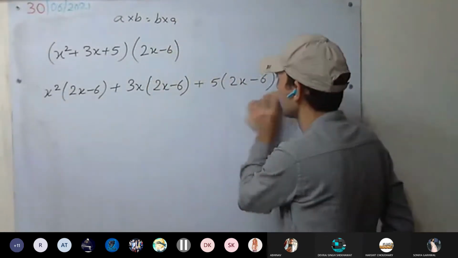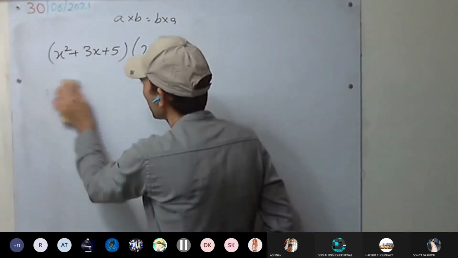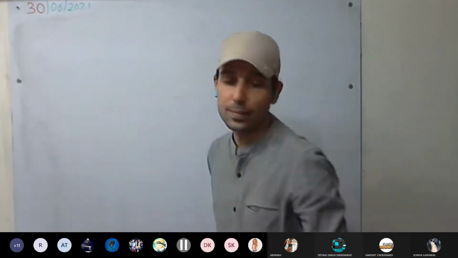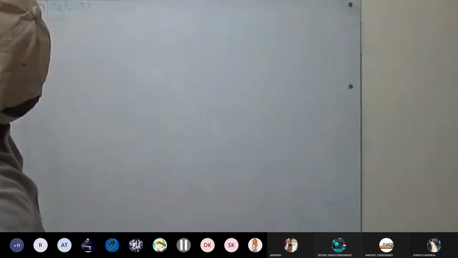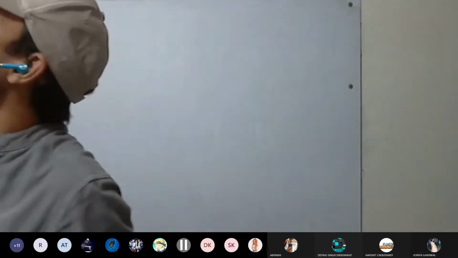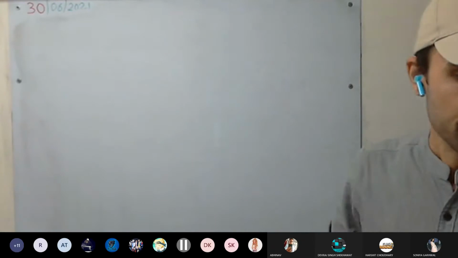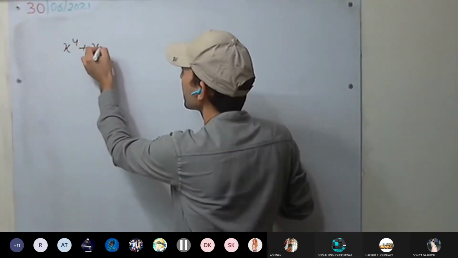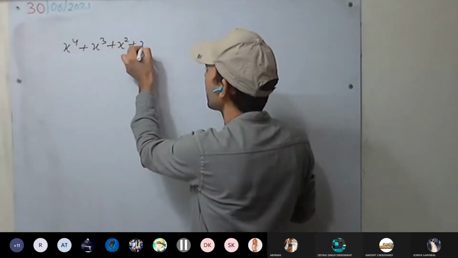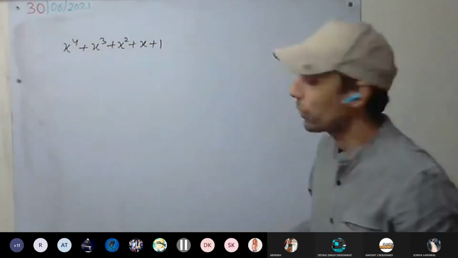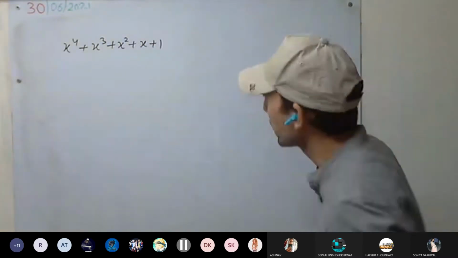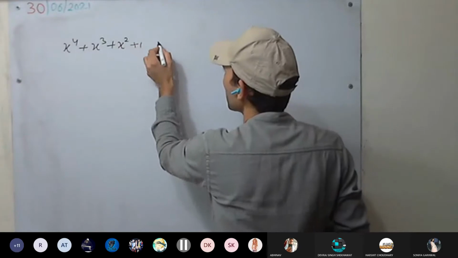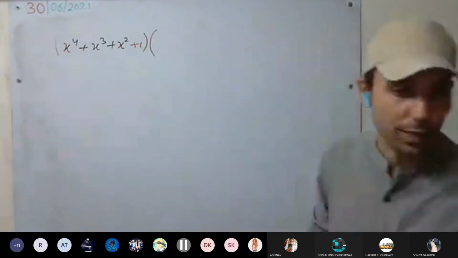Do the 7th one. Now this time how many terms are there? 4 terms are there, okay? So it is x to power 4 plus x cube plus x square plus x plus 1. Oh, 5 terms, I've written. 1 is missing. And it is multiplied with x minus 1.